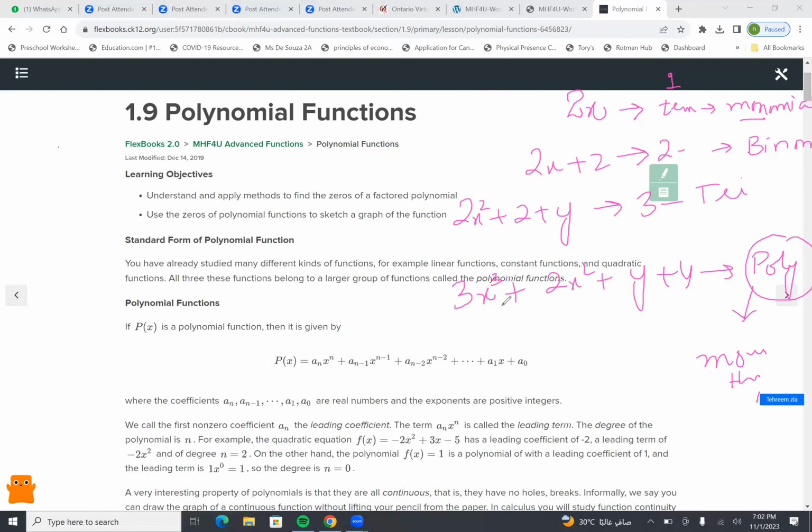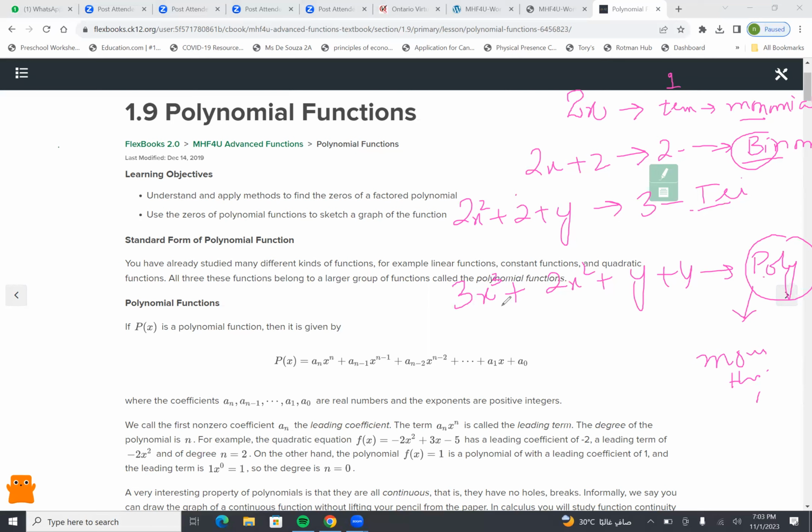Even this binomial can also be called a polynomial, but it has a specific name, binomial. This trinomial is also called a polynomial, but it has a specific name, trinomial. So any expression with more than 1 term is called a polynomial. Okay, now one more thing.